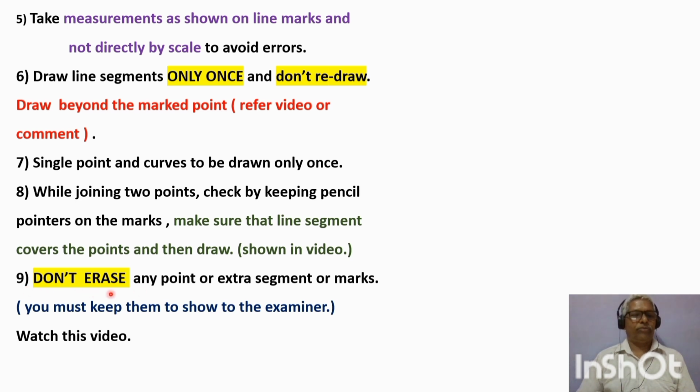Don't erase. Okay, ninth one is don't erase any point or extra segment or marks. From the point of view of construction, this is very important. You must keep them to show to the examiner. Watch this video. If a mark is there, you are not supposed to erase anything. We will watch the video, and if you still face a difficulty, write to me in the comment section and I will solve it.